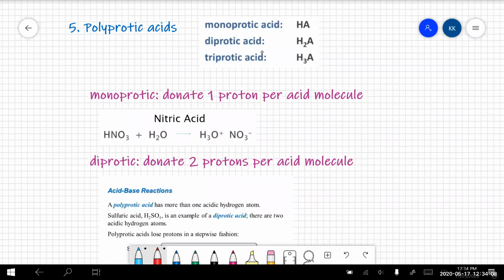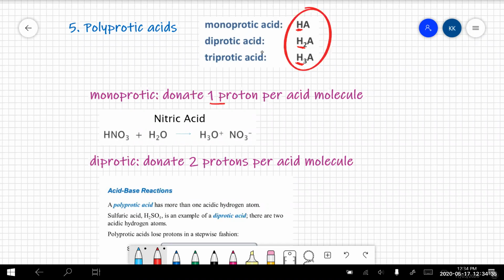When we're dealing with acids and bases, we quite often use these very general terms for an acid. A monoprotic acid has one proton or one hydrogen in it. A diprotic acid has two, and a triprotic has three. Now, these have to be acidic hydrogens. Technically, acetic acid has 4 hydrogens, but only one of them is acidic, so it's monoprotic. Let's have a look at what that means.